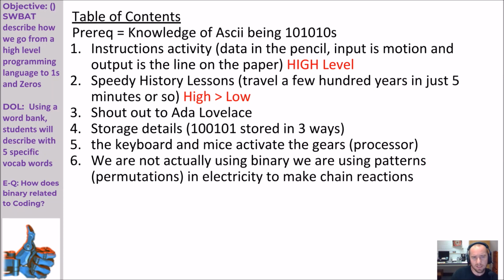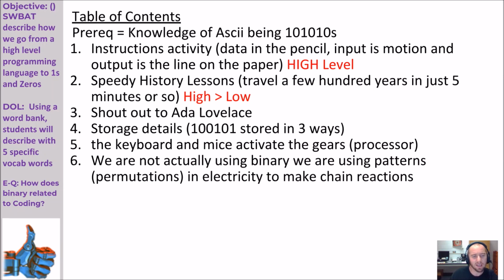Then I'll go through a speedy history lesson. So this is where we're going from the high-level language down to low-level stuff, or at least that's how I make the transition. I'm going to give a shout out to Ada Lovelace at that time. Then I'll go into some details about how storage works. That is just a key essential element in programming. And then the next thing is just talk about how the keyboard and mice is the thing behind activating the gears in the computer. That is to say, activating the processor.